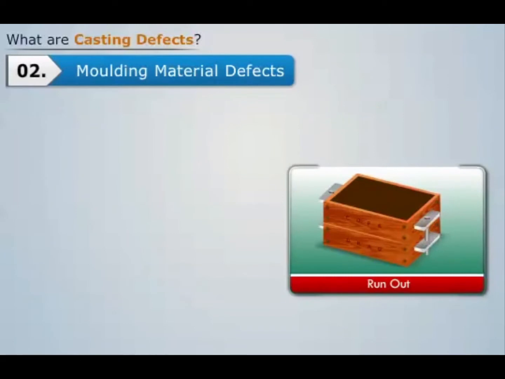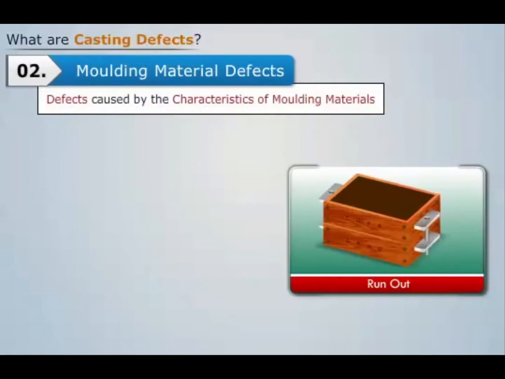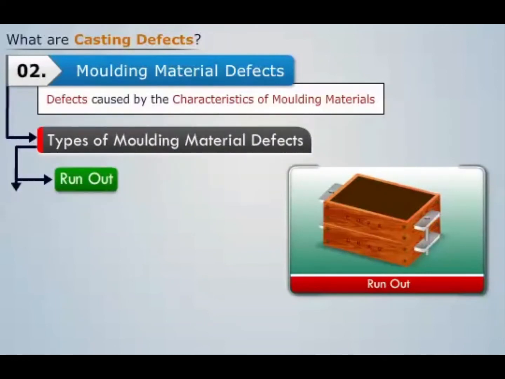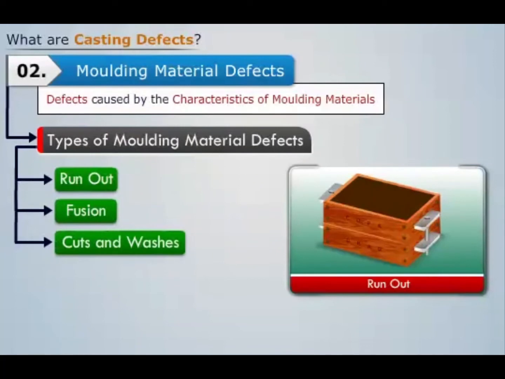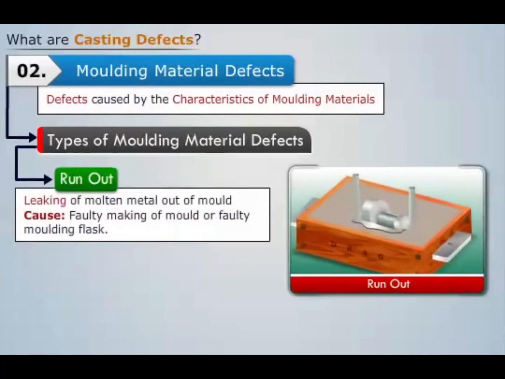Molding material defects. These are the defects caused by the characteristics of molding materials. They are further classified into runout, fusion, cuts and washes. Runout is the leaking of molten metal out of the mold due to the faulty making of mold or faulty molding flask.